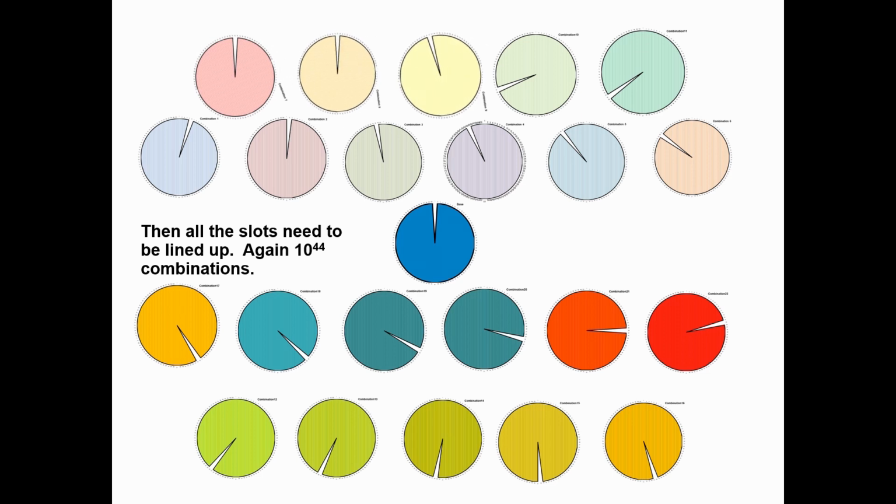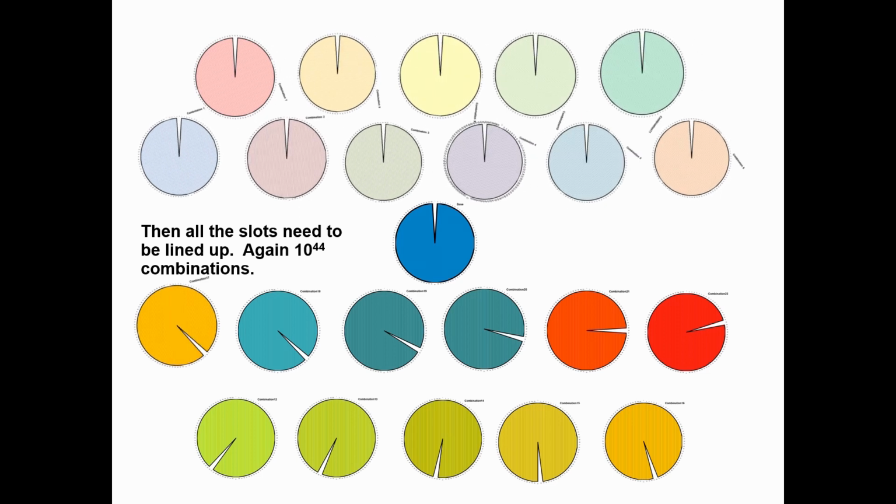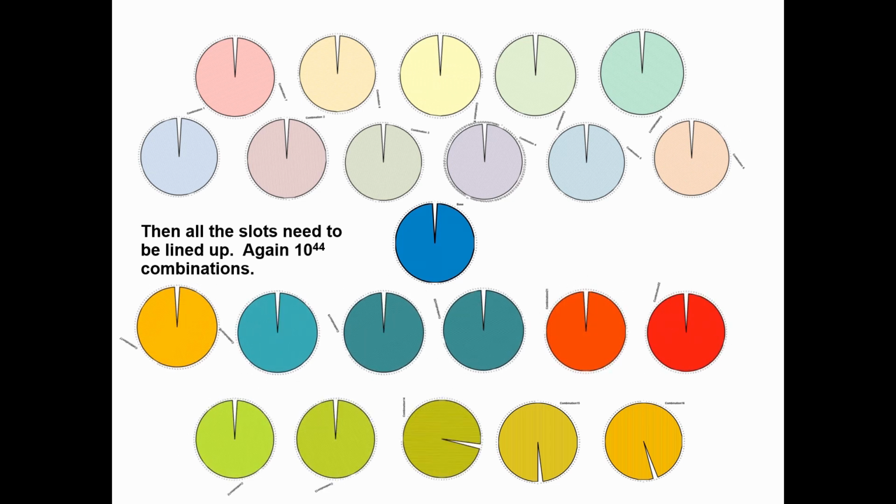Here's another look at it, each one being turned to line up so that the slots are all upward. And once they're all lined up, again, 10 to the 44th possible combinations, that's the solution.